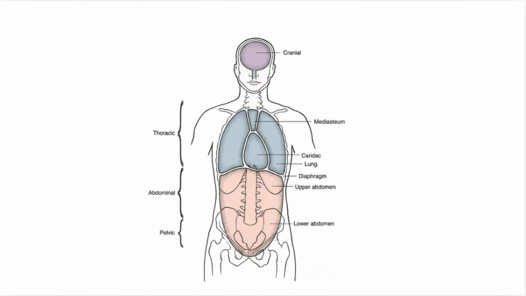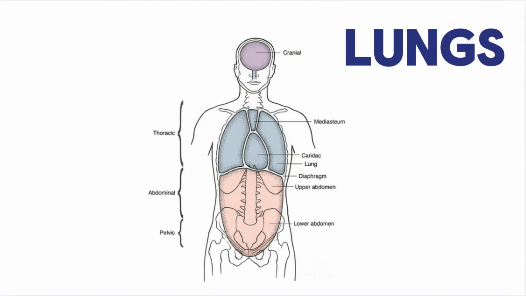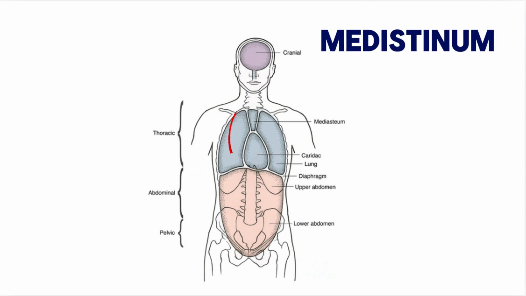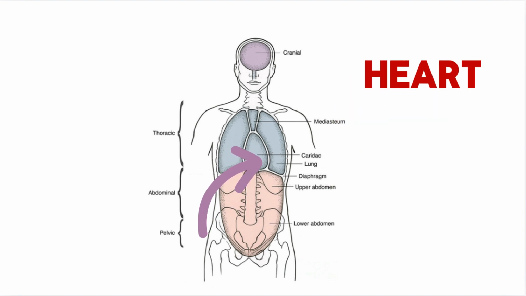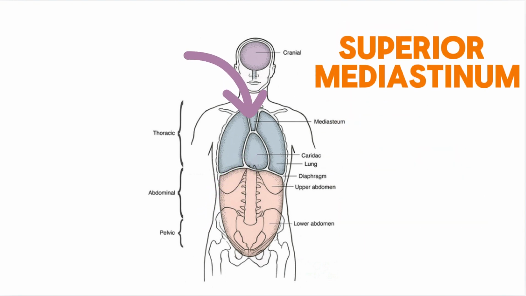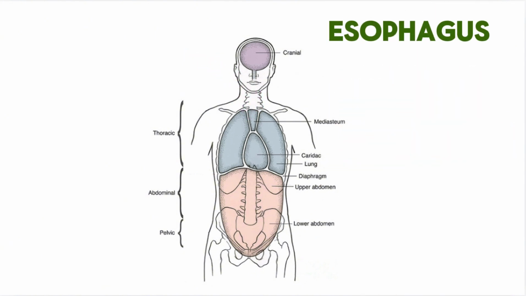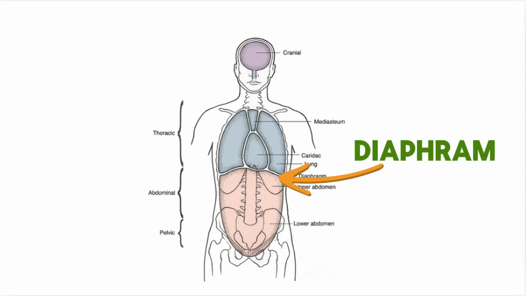The thoracic cavity is further divided into the pleural cavities, which both house the lungs, and also the middle mediastinum, which has two parts. The pericardial cavity, which houses the heart, and also the superior mediastinum, which houses and surrounds the esophagus, trachea, and bronchi. The thoracic and abdominal pelvic cavities are both separated by a dome-shaped structure called the diaphragm.